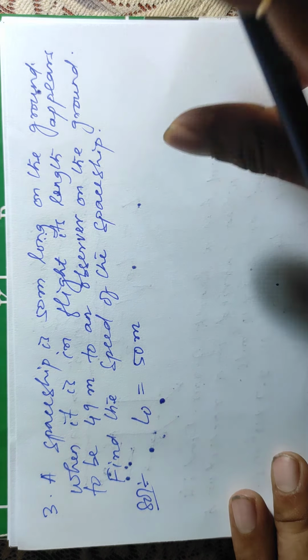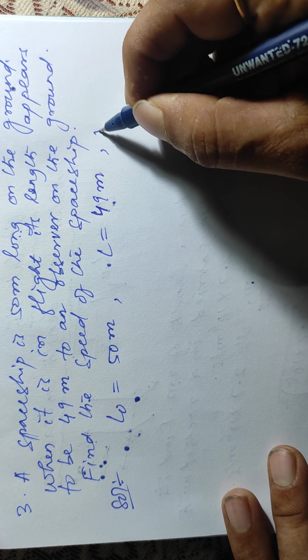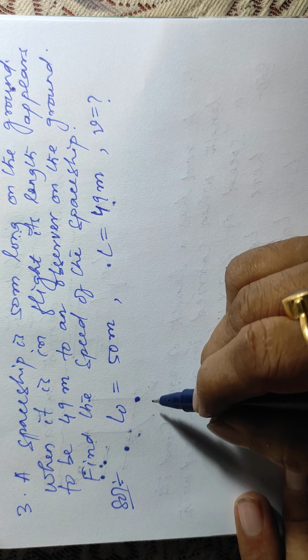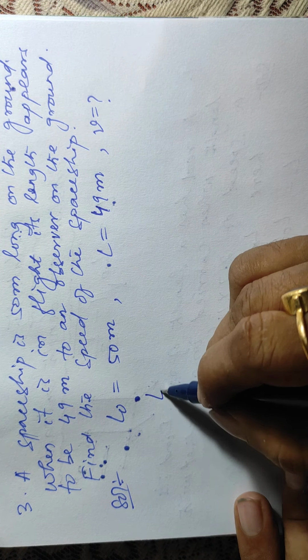Clear? So what is the speed of the spaceship? That means what is the value of V? You have to find out V. So what is your formula? L is equal to L0 into square root of 1 minus V square by C square. Clear? So L by L0 is equal to square root of 1 minus V square by C square.